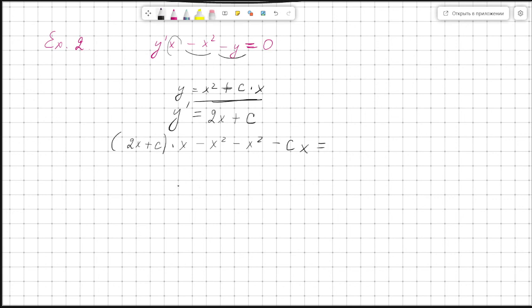Calculate. It is 2x squared plus cx minus x squared minus 2 times cx. It is 0. Identity 0. Each of the equations considered in examples 1 and 2 has an infinitude of solutions.